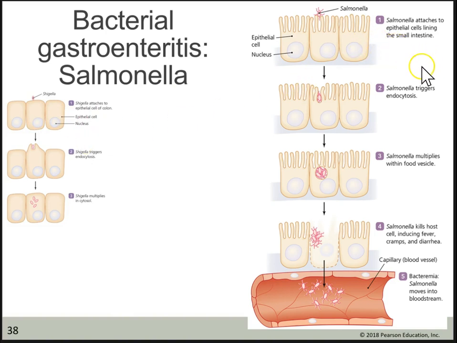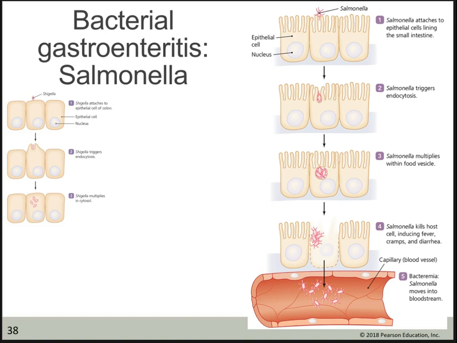So Salmonella attaches to the epithelial cell lining of the small intestine, triggers endocytosis just like Shigella did, but then it multiplies within the vesicle. So this is different than Shigella. Salmonella replicates inside the vesicle. Shigella replicates inside the cytosol. Now this is interesting because it differentiates Salmonella from Shigella.